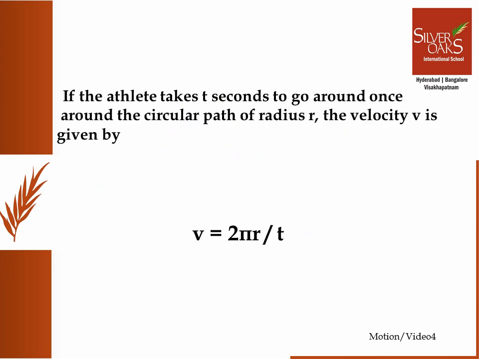Now, we know that circumference of a circle of radius r is given by 2 pi r. If the athlete takes t seconds to complete one round on a circular path, the velocity is given by distance travelled per unit time. Here the distance travelled by the athlete is nothing but the circumference of the circle of radius r, which is 2 pi r, and time is t.